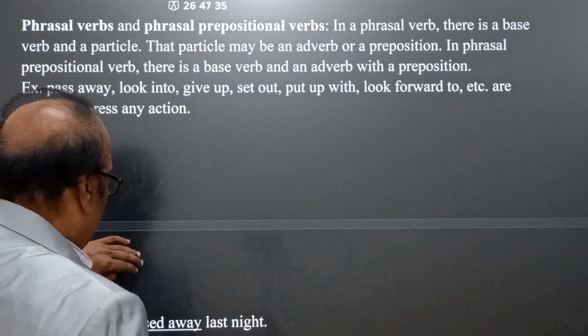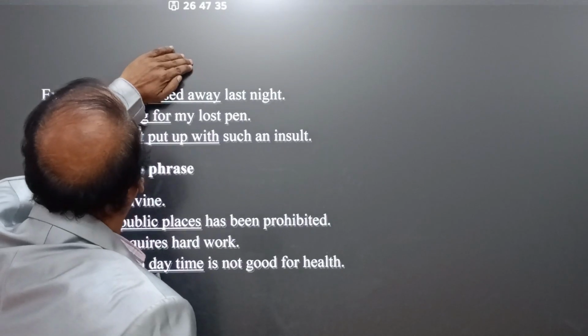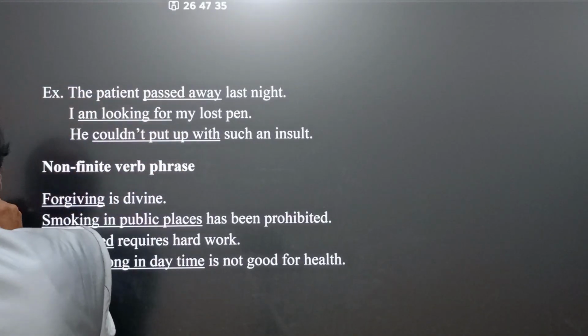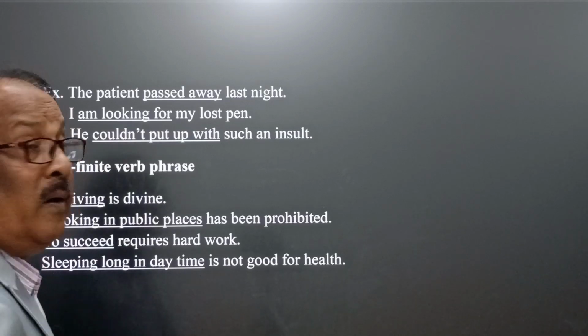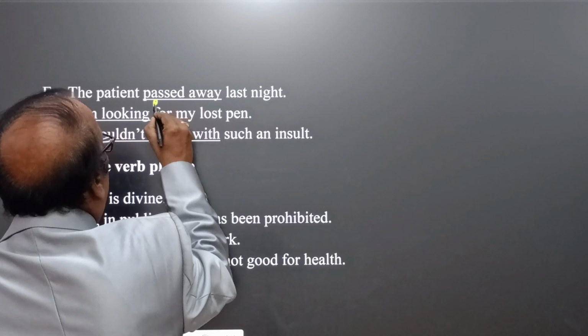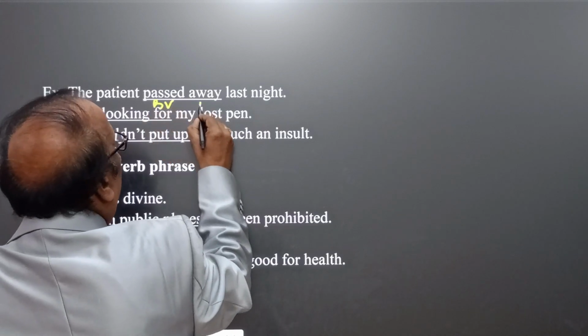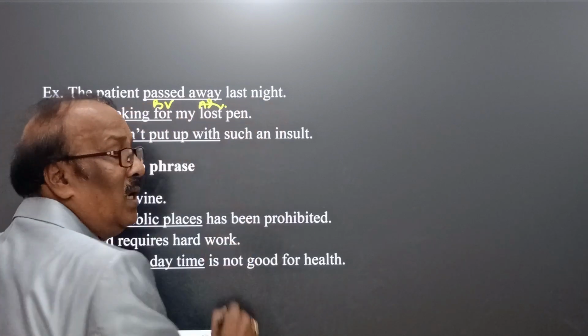My dear students, we come to the final session, that is what we call the idea in connection with the verb phrase. And here we find, the patient passed away. Let's see, the patient passed away. Passed is the base verb, and away is an adverb. Here, the patient passed away last night.